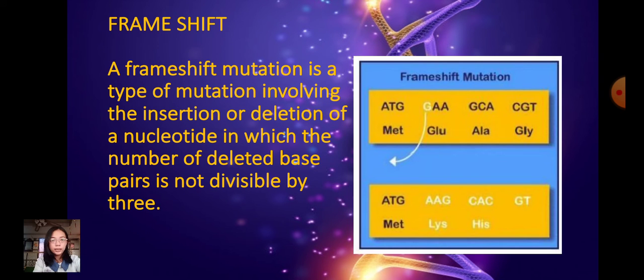And the next one is frameshift. A frameshift mutation is a type of mutation involving the insertion or deletion of a nucleotide in which the number of deleted base pairs is not divisible by 3. The core reason for the presence of frameshift mutation is the body's mechanism for translating genetic information into amino acid sequences through a triplet-based genetic code.